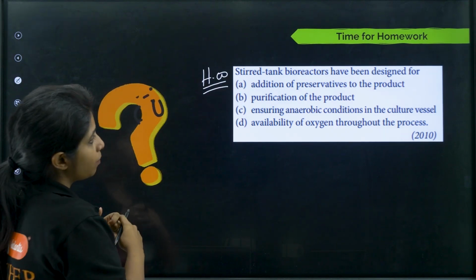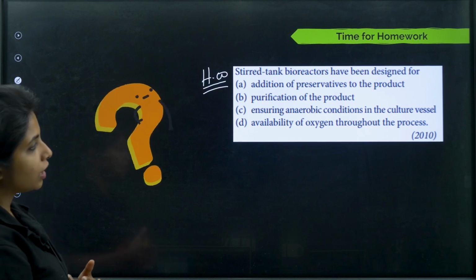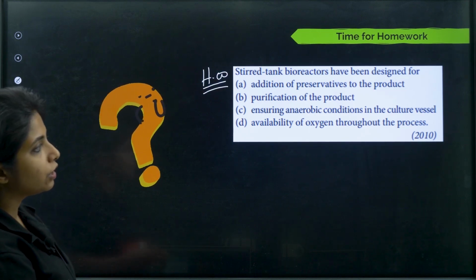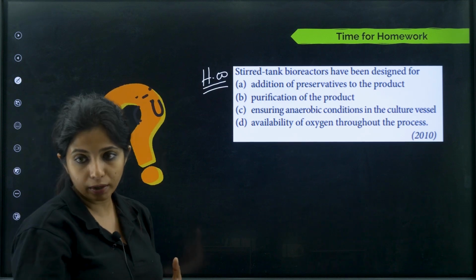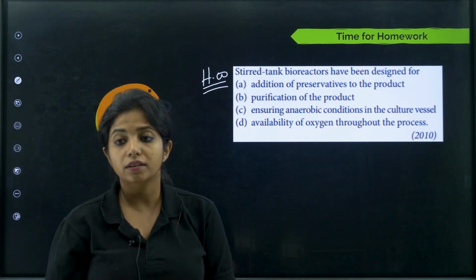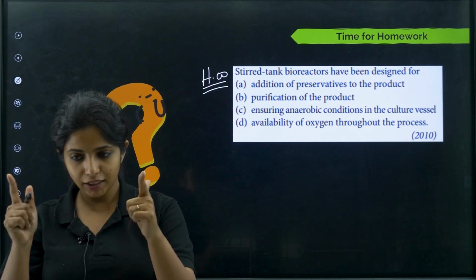So, stirred tank bioreactors have been designed for addition of preservatives to the product, purification of the product, ensuring anaerobic conditions in the culture vessel, availability of oxygen throughout the process. So, what is the answer? Stirred tank bioreactors have been designed for what, my dear children? Tell me in the comment section.